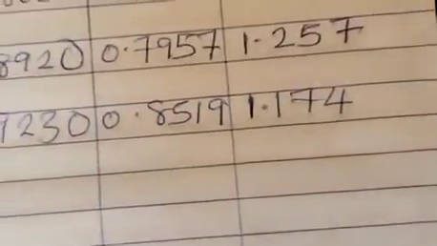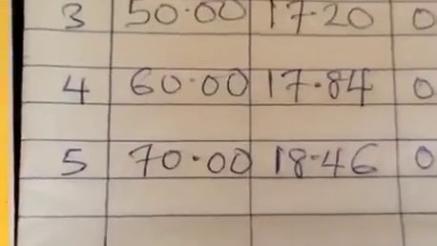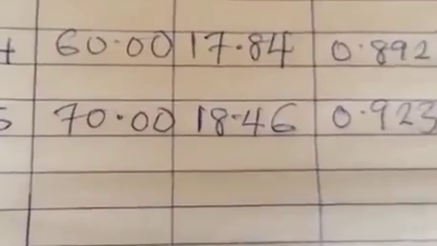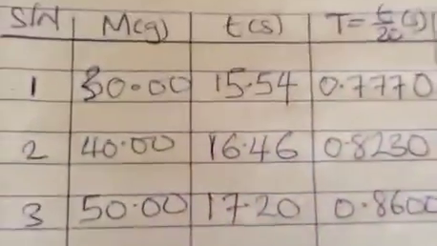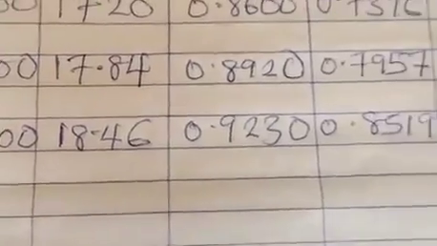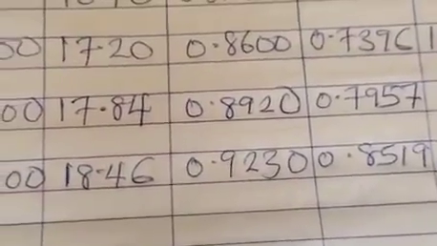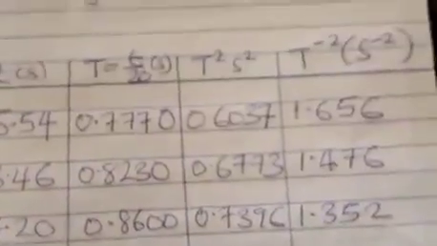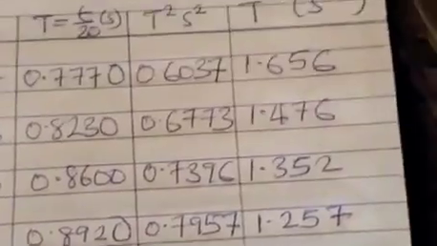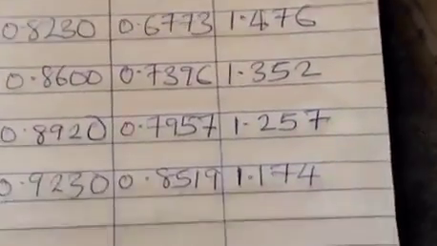1.174. We report 1.174. So you can see that. So let's summarize our reading for number 5. For the 70-gram mass on the center of gravity of the meter rule oscillating, our time for 20 oscillations is 18.46. Our period is 0.9230.